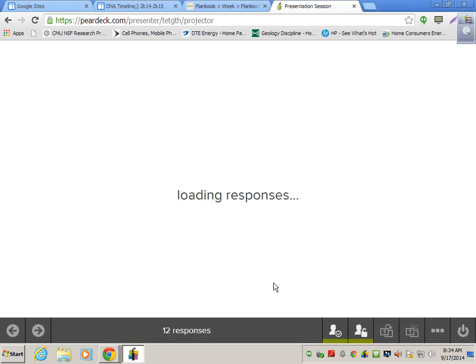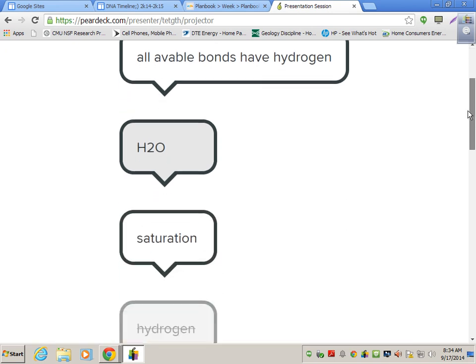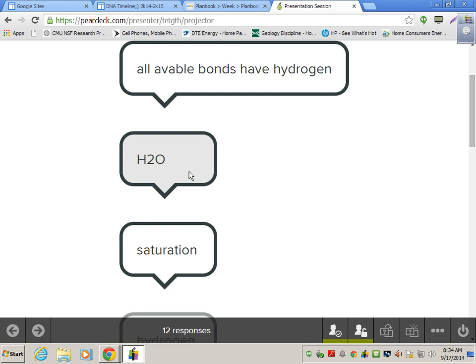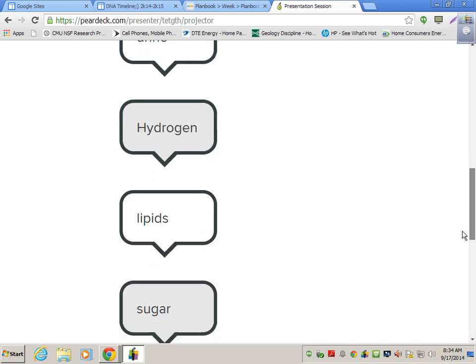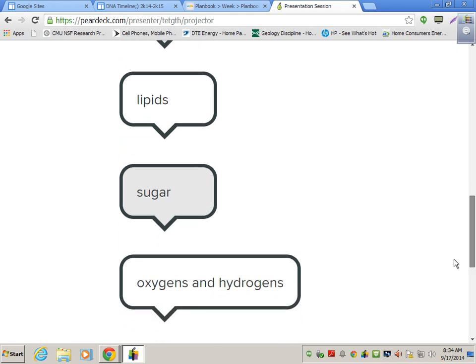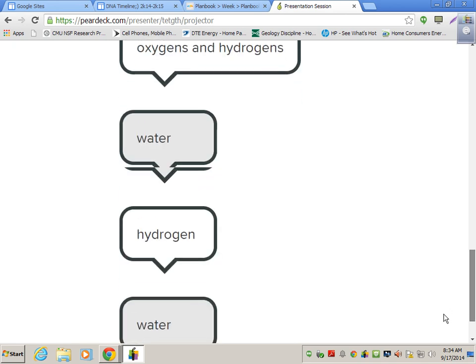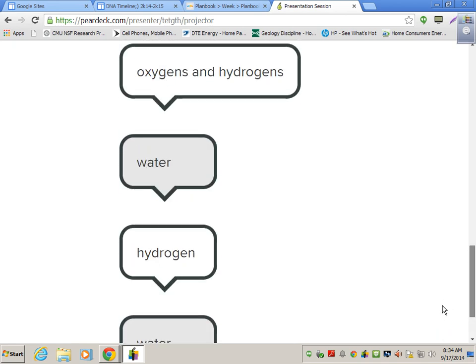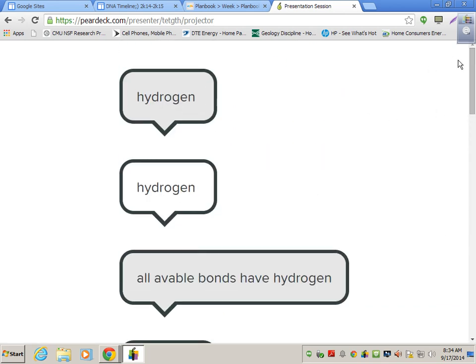Let's see what we end up with here. Hydrogen is correct. Water is part of water, right? That's 2 out of 3. It's hydrogens, actually. I'm glad I asked that question, because when you go to a store and look at the back of your package, it says you have saturated and unsaturated.